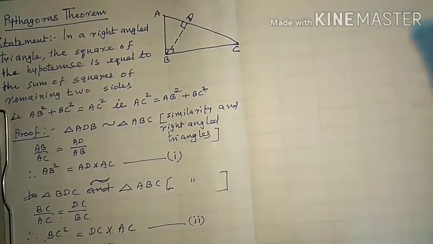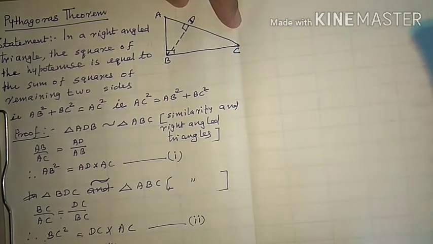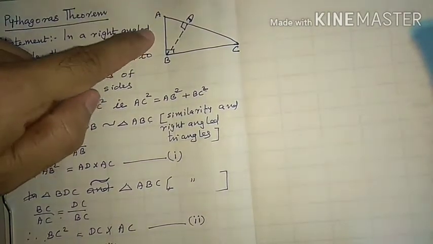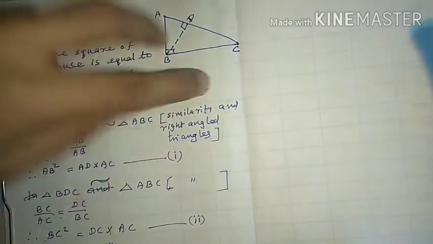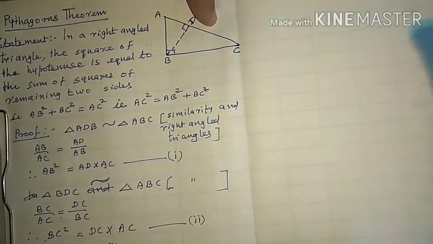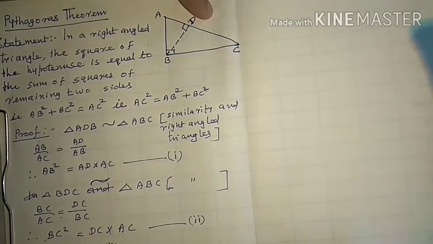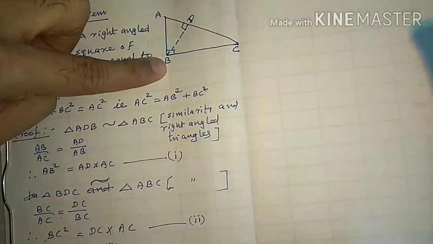What is Pythagoras theorem? In a right angled triangle, the square of the hypotenuse is equal to the sum of squares of the other two sides. Now another theorem is there, the converse of this Pythagoras theorem. What does it give? Just the opposite way. If in a triangle the square of one side is equal to the sum of squares of the other two sides, then the angle opposite to the greatest side is a right angle.